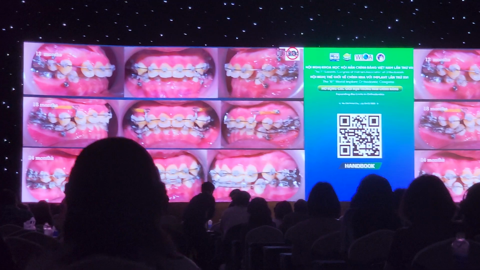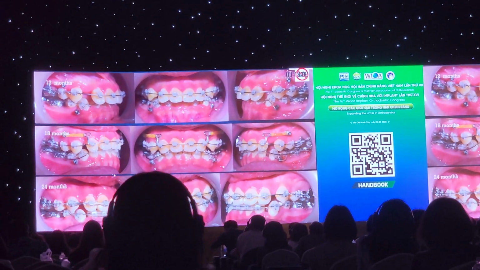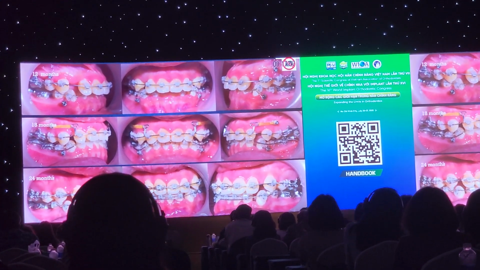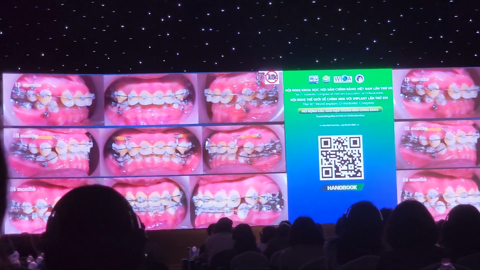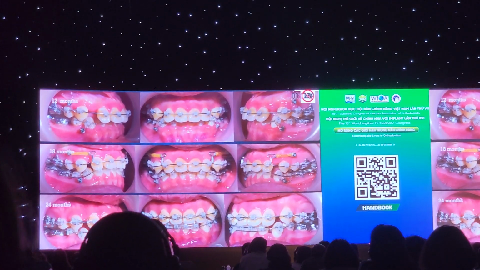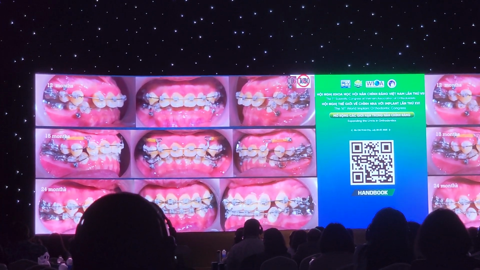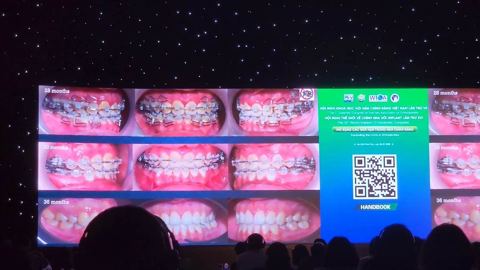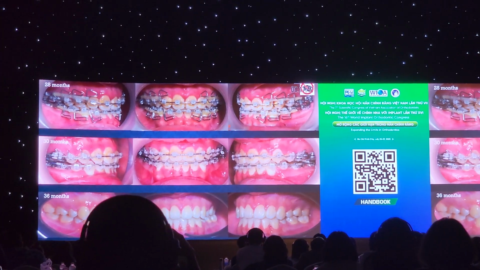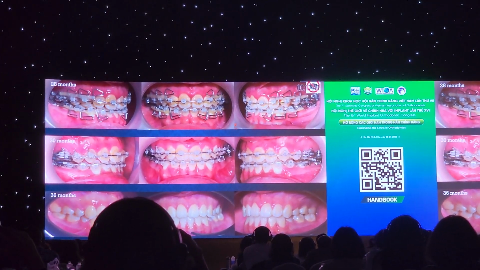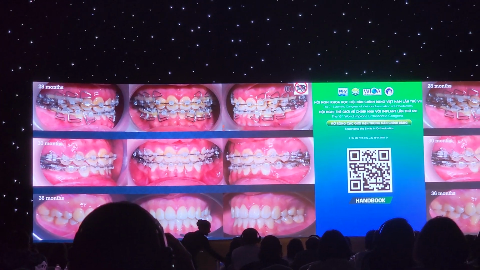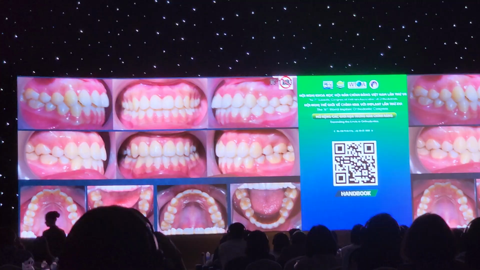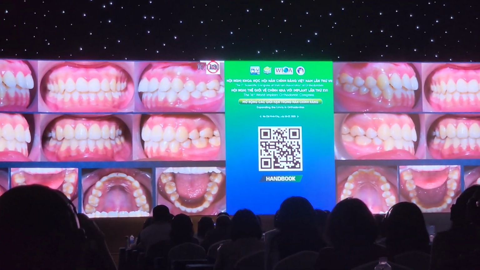12 months, 18 months, and after 2 years, you see I controlled the deep bite, and there is a small space to close. After 28 months, I wanted to extrude the molar a little bit. 30 months, and I debonded after 36 months. It's very long. You see inside the mouth, occlusion before and after.